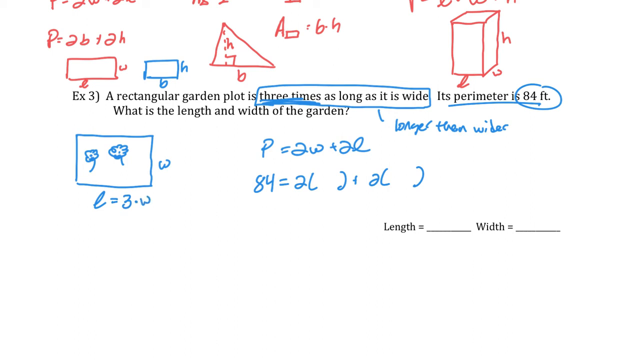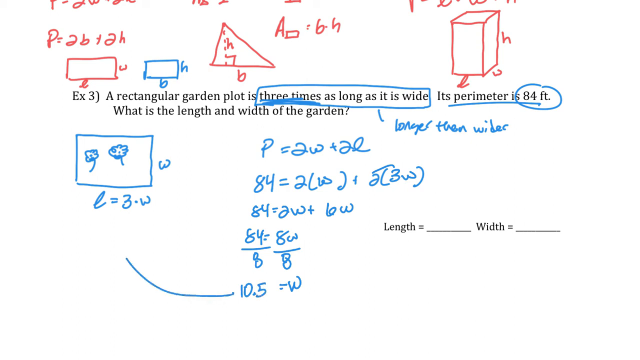Which means if I come over to this formula here, I'm going to keep using W for width, but for length, instead of using L, I'm going to use 3 times W. And by doing so, I've now used only one variable in this problem. So we get 84 equals 2W plus 6W, because when I multiply the 2 and the 3. So 84 equals 8W, divide each side by 8, and we get W equal to 10.5.